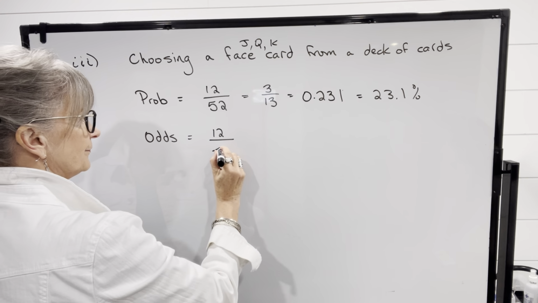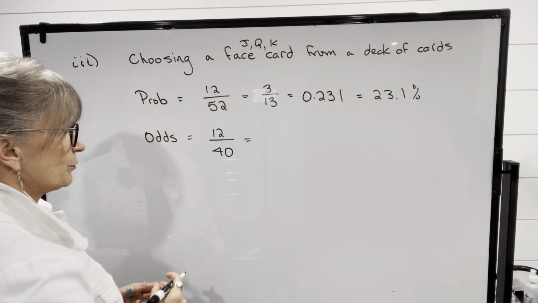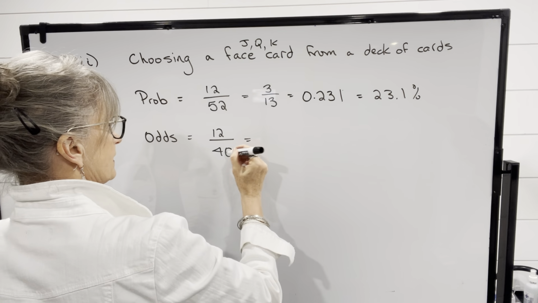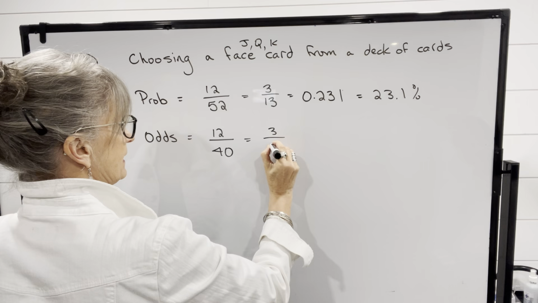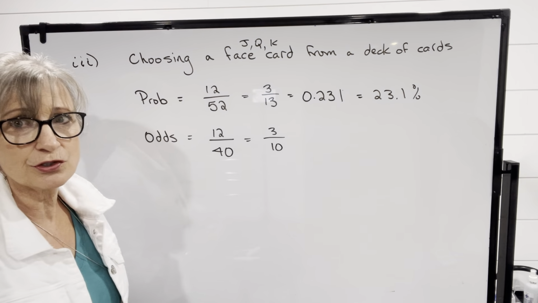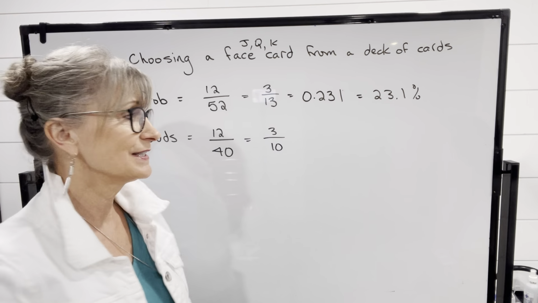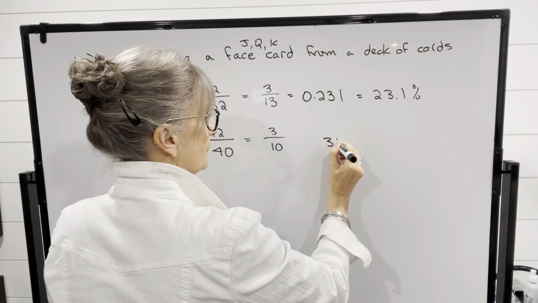So 12 to 40, which we can reduce. 4 divides into both numbers, so 3 to 10. Once you've reduced it, you stop. You do not change it to a decimal. When you're expressing odds, you want to keep both numbers, and then you can write it as a ratio.